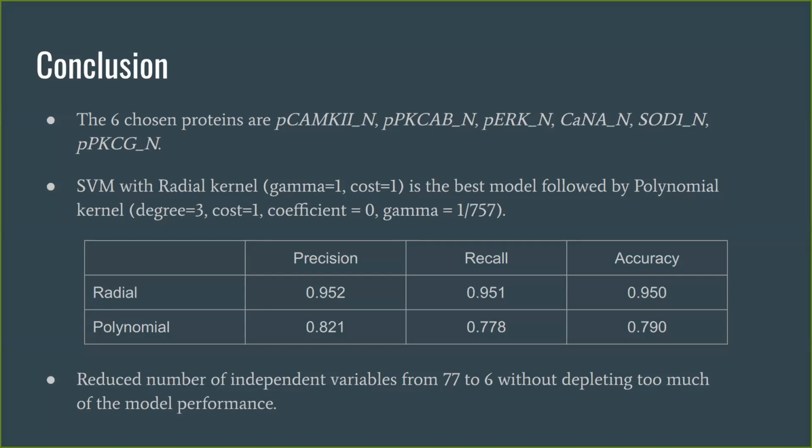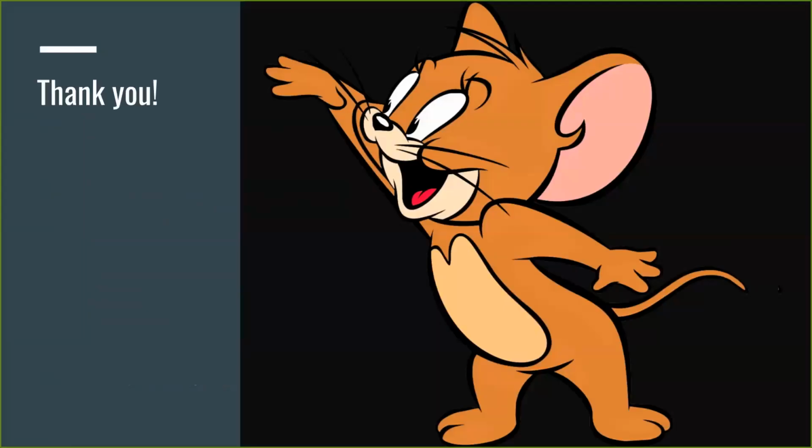As a conclusion, we have chosen 6 proteins, and we have 2 SVM settings that perform the best, which are the radial kernel and polynomial kernel. And we are able to reduce the number of independent variables from 77 to 6 without depleting too much of the model performance. So in this case, we can help to reduce the cost in data collection and data analysis. So I think that's all for our part.